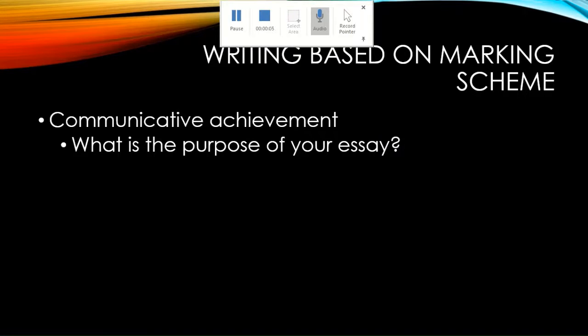Let's move on to another part of the marking scheme, communicative achievement. This part is all about how we deliver our ideas. Hence, we need to think about the purpose of our essay and how we convince our readers. Let's start with the purpose of our essay. This boils down to our creativity based on the topic.